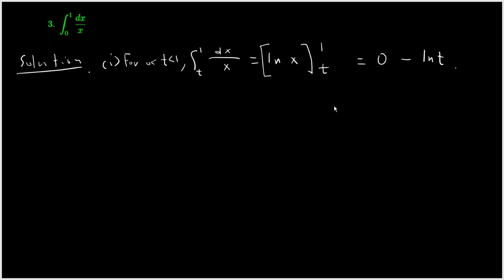Again, we do things in two steps. The first step is to evaluate the integral from t to 1. You imagine t as a number slightly greater than 0. So this one is essentially negative natural log of t. The answer to step 1, the same as before, is a function of t.